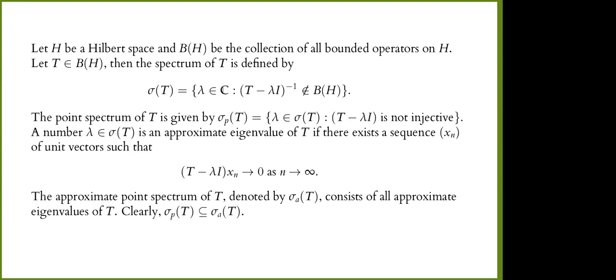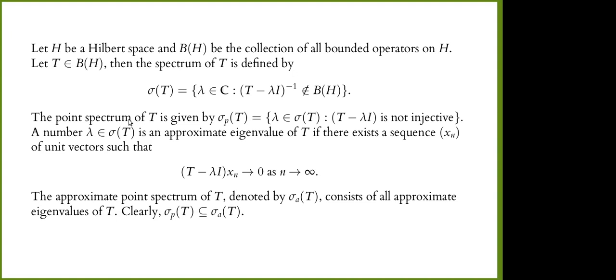So we will see some applications of this result. For that, first we recall some preliminary definitions. If H is a Hilbert space and B of H is the set of all bounded operators on H, then for T coming from B of H, we say that the spectrum of T consists of all those scalars lambda from C such that the inverse of T minus lambda is not a bounded operator.